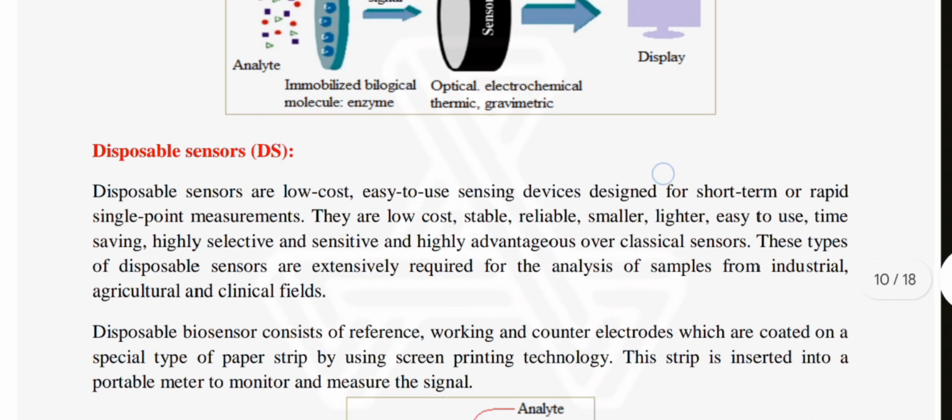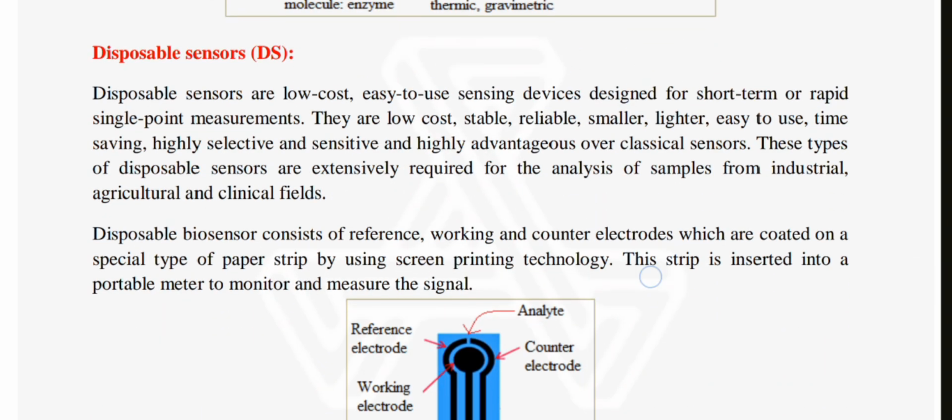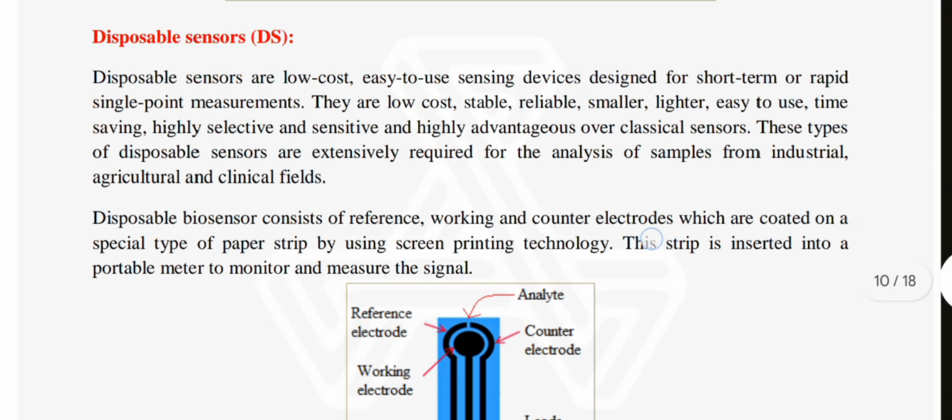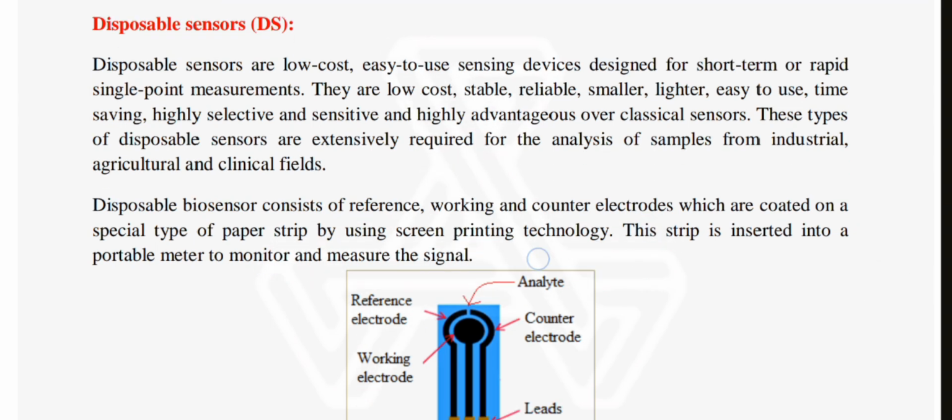Next, disposable sensors. What are disposable sensors? They are low cost, easy to use sensing devices designed for short term or rapid single point measurements. They are low cost, stable, reliable, smaller, lighter, easy to use, time saving, highly selective and sensitive, and highly advantageous over classical sensors. These types of disposable sensors are extensively required for the analysis of samples from industrial, agricultural, and clinical fields.